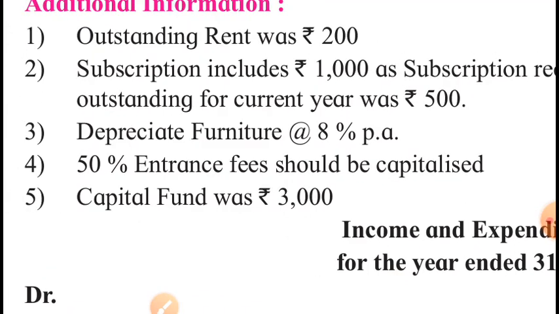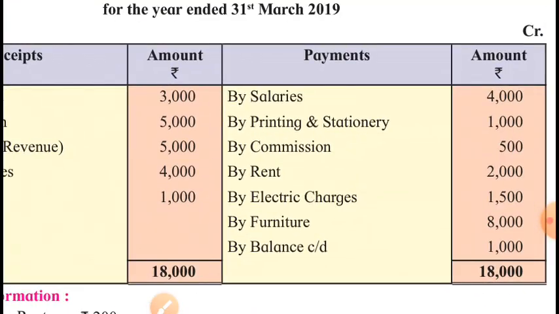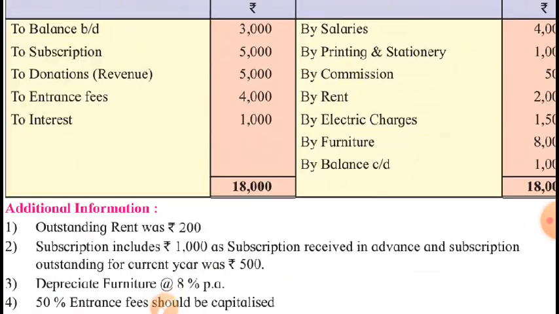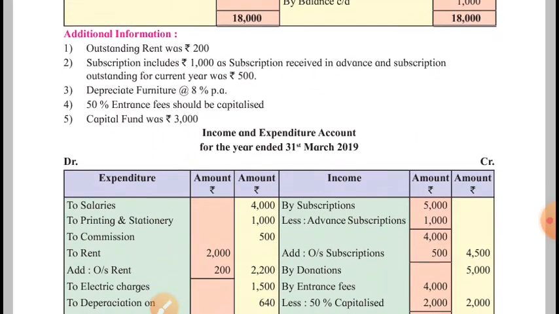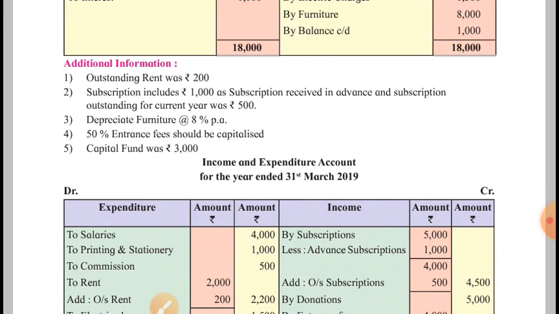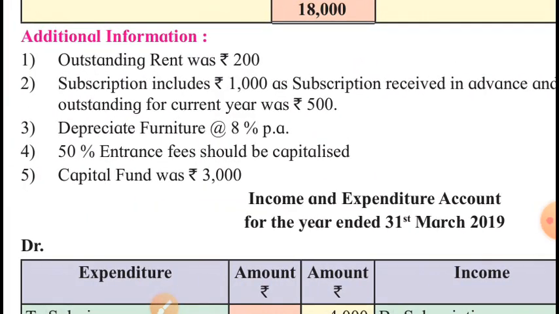Then depreciate furniture. Furniture is to be depreciated. You know how to do that. Deduct 8% of furniture from furniture on the asset side. So 8,000 minus its 8%. What will be that? 640. 640 will be deducted from furniture, and this amount will be debited to the income and expenditure account.